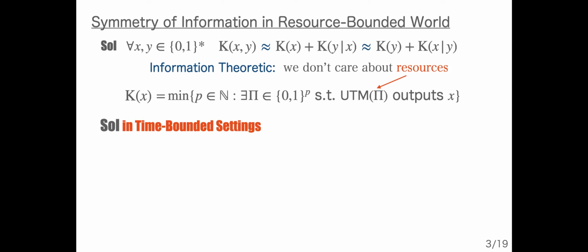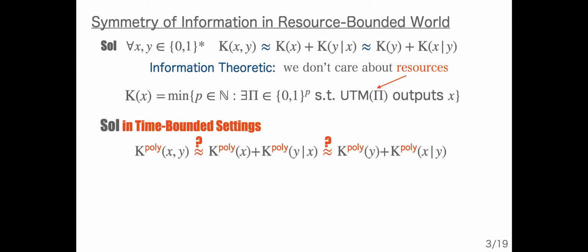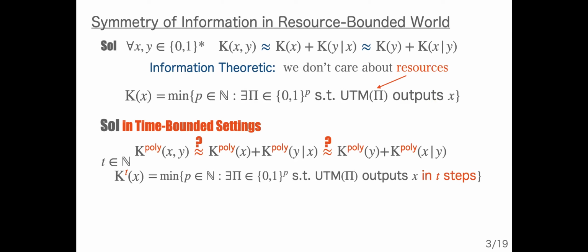So it is natural to ask whether this basic property of symmetry holds in the real, time-bounded setting, where generally K^t(x) represents the t time-bounded Kolmogorov complexity of x, where we add the time restriction as within t steps. And based on this, we can formulate algorithmic information in the time-bounded setting. In this talk, we use K^poly to refer to some sufficiently large polynomial time-bounded Kolmogorov complexity.